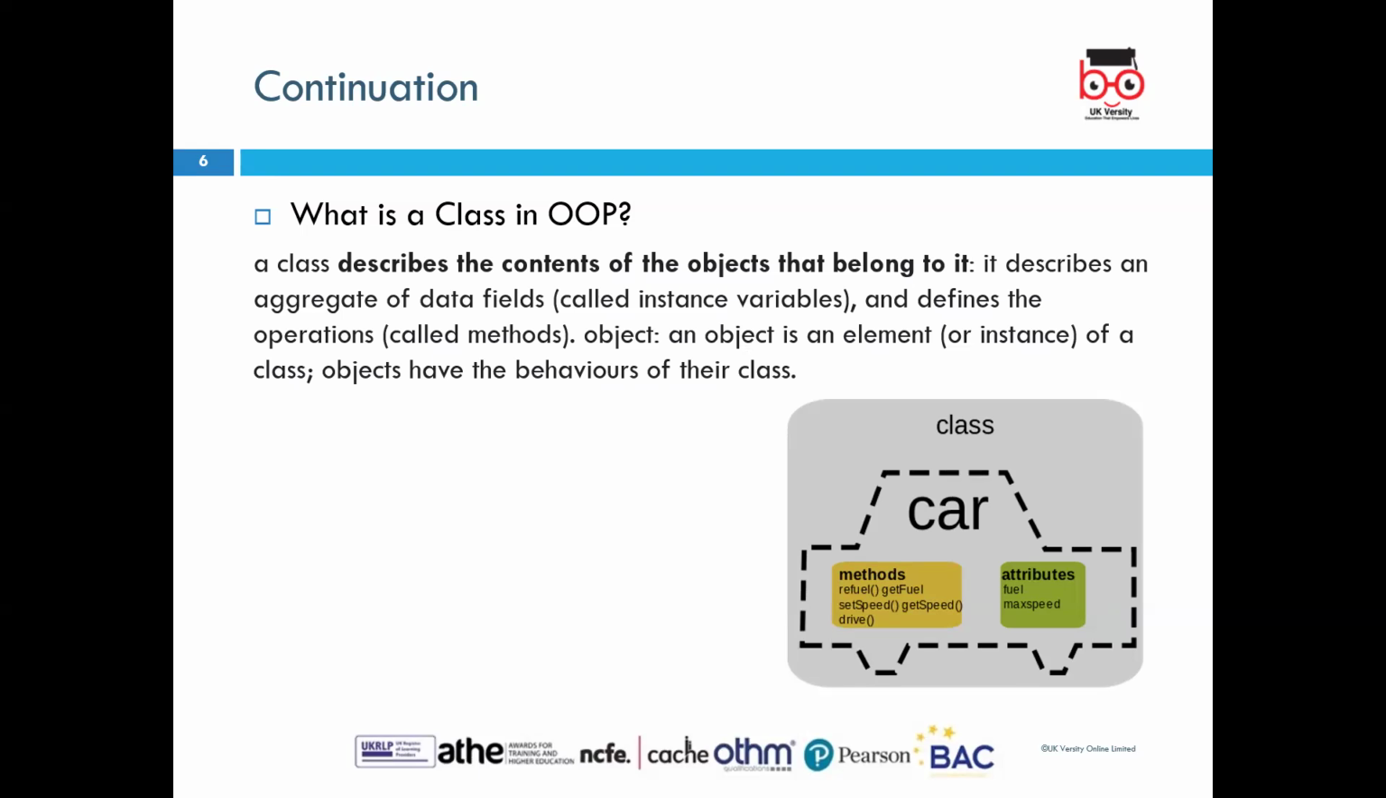And our attributes are going to be elements such as tires, steering wheel, fuel, and so on. So a class describes the content of the objects that belong to it. It's going to describe an aggregation of data fields, which can be called instance variables, and define their operations, which are going to be the methods. So our object is an element or instance of our class. Object is going to be the behavior of our class.